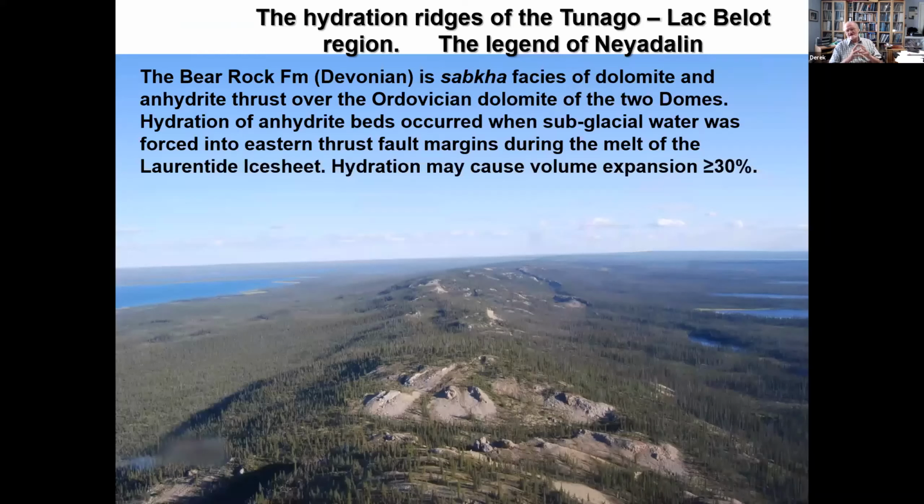So I've showed you Ordovician regular flat or slightly dipping Ordovician limestones, two topographies. Now I'm bringing you to the thrust line west of them, and this is the form of the thrust. The bare rock formation of Devonian dolomite and anhydrite was thrust over the dolomite in the two domes. The hydration of the anhydrite beds occurred when subglacial water was forced into the eastern thrust margins during the melt of the ice. Remember that hydration causes a volume expansion that can be as great as 30%.